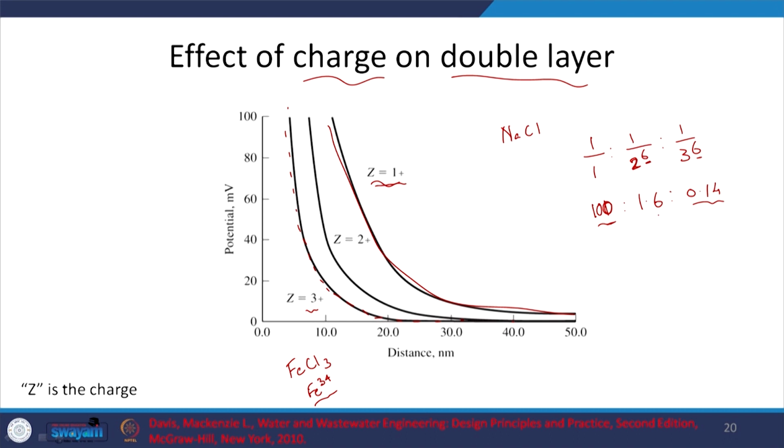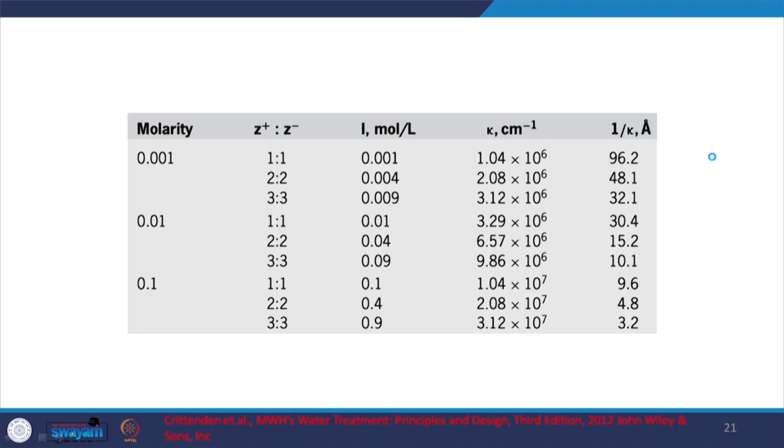So 100 is to 1.6 is to 0.14, but again, this is with respect to the charge raised to the power of 6. So that's the effect of charge. So you can look at the relatively lesser concentration of the compound required if you have higher charge, right? So that's something to keep in mind.